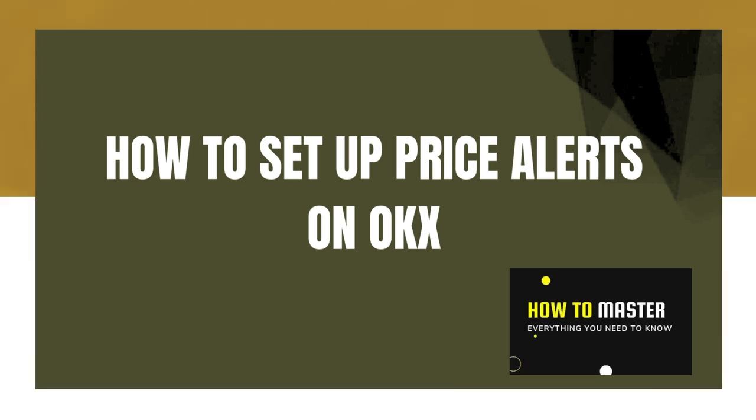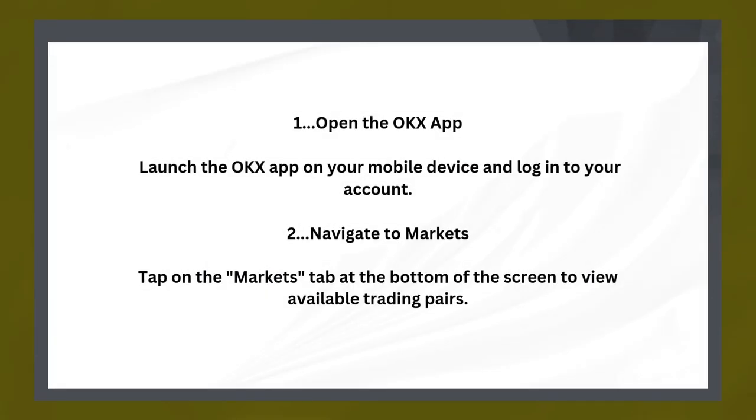So let's get started. Number 1, open the OKX app. Launch the OKX app on your mobile device and log into your account. Number 2, navigate to Markets. Tap on the Markets tab at the bottom of the screen to view available trading pairs.